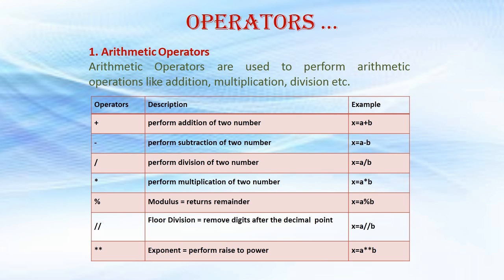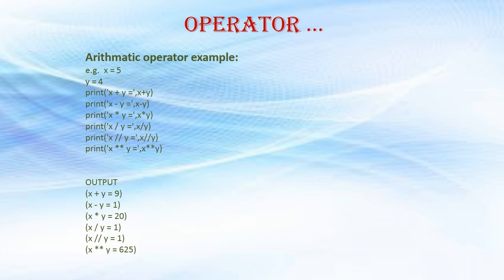Now double slash is floor division. Floor division means if you divide any number and the quotient is in decimal form, it will discard the decimal value and then give you the quotient. And double asterisk is exponential, or we can say power of. So here are some of the examples of arithmetic operators.